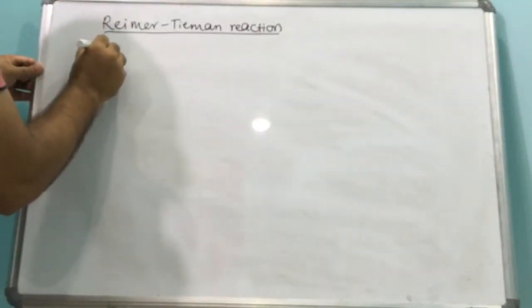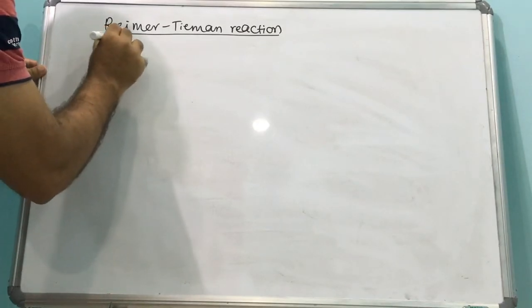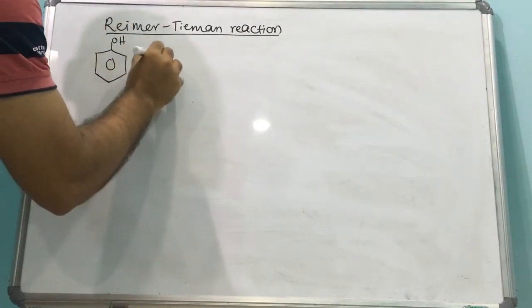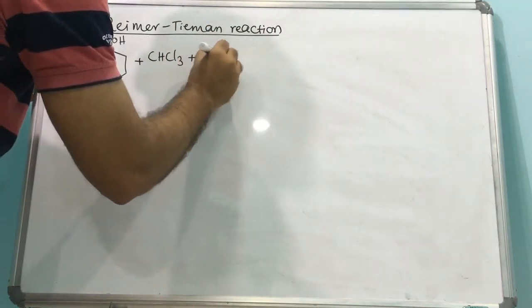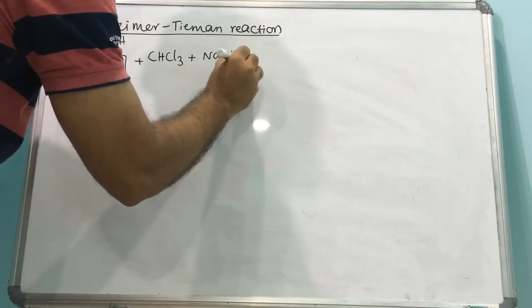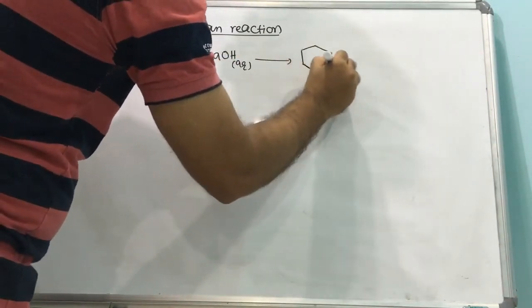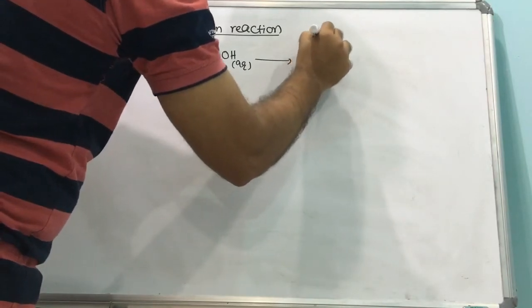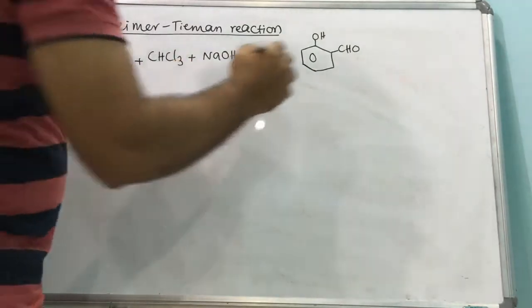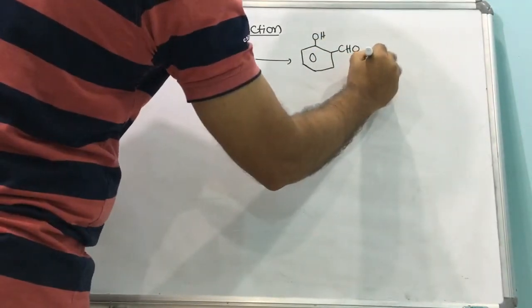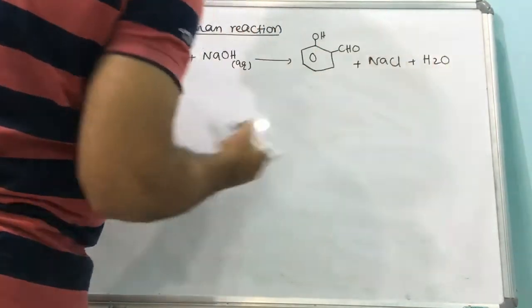First I will write what the reaction is. Phenol reacts with chloroform in the presence of a base, for example, aqueous NaOH. Then it gives the major product, I am writing here: at the ortho position, an aldehyde group will be attached, and it forms NaCl along with the water molecule.